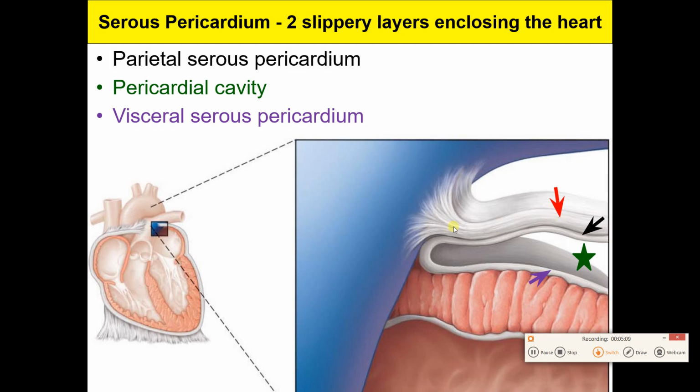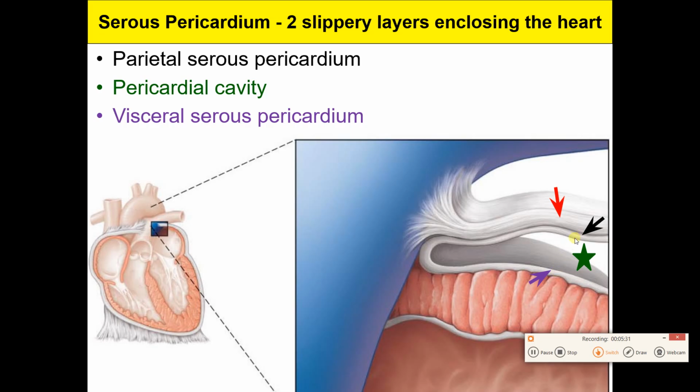The red arrow is on the fibrous pericardium. Notice how it's thick and depicted as very whitish because that represents the collagen. And I can see the fibrous pericardium is attached to this pulmonary trunk here, this big artery. So these are my two slippery layers that are going to surround my heart.